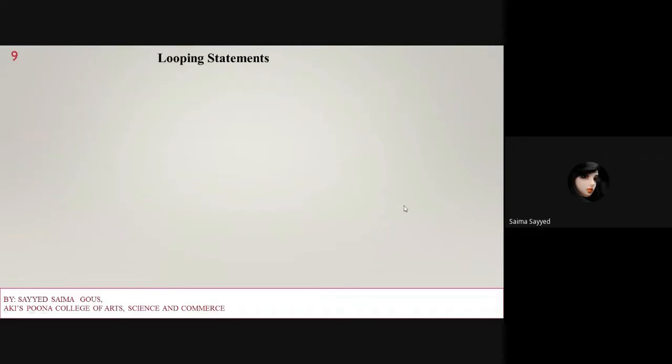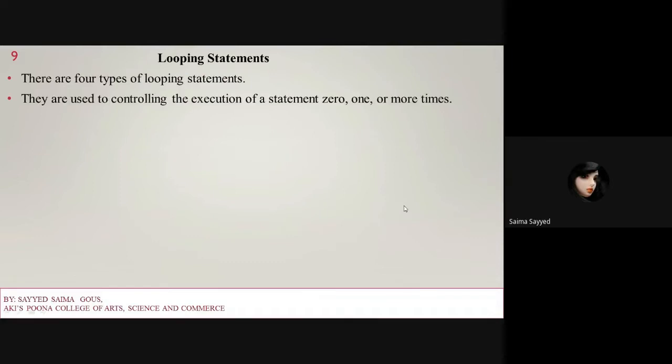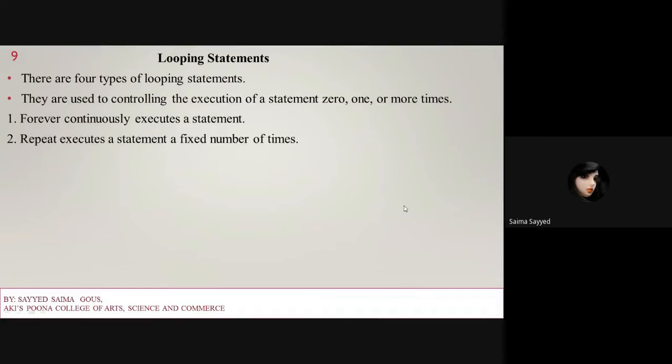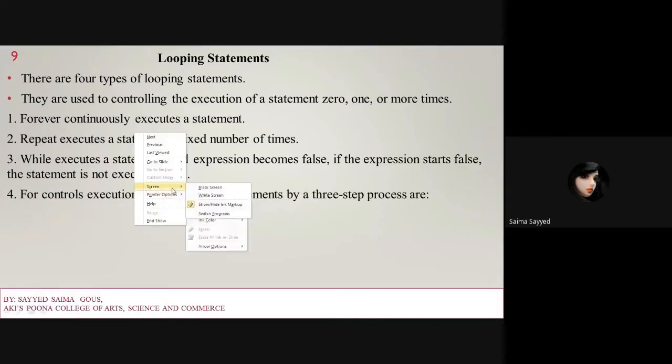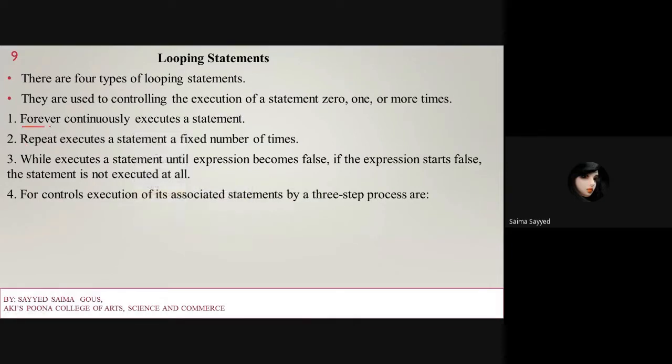Next, looping statements. Now in Verilog there are 4 types of looping statements. First is the forever loop, second is the repeat loop, third is the while loop, and next is the for loop. The forever loop is used to continuously execute a statement. If I want to continuously execute one statement, I will use the forever loop.